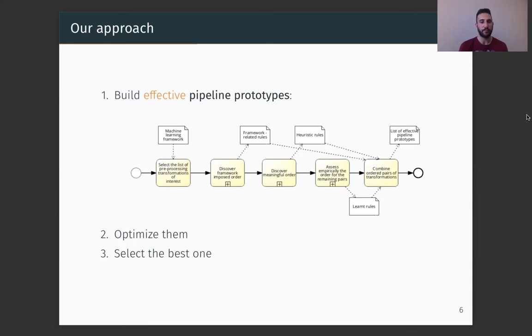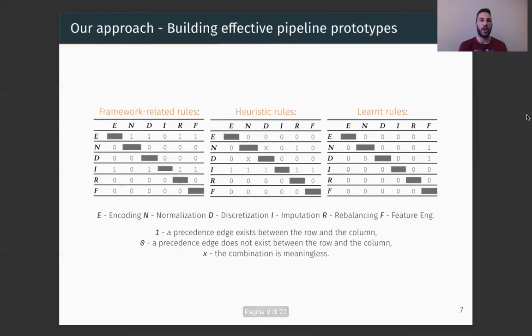Those rules tell us if a combination of two transformations can improve the performances or not. So here you have the three sets of rules that we generated. Specifically, for the learned rules, we ran experiments just for the transformation pairs that we didn't know anything about from the other two sets of rules.